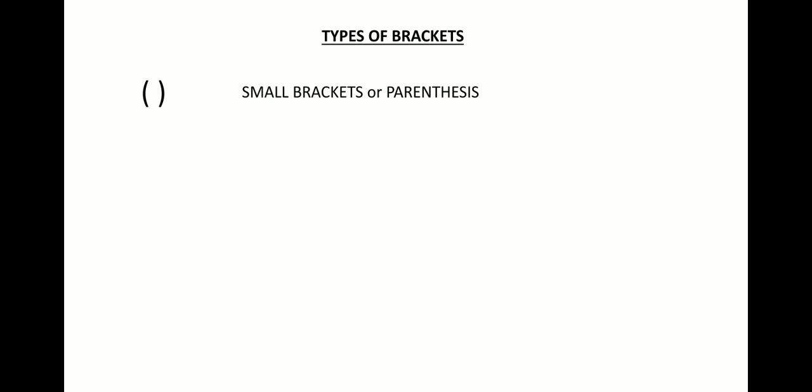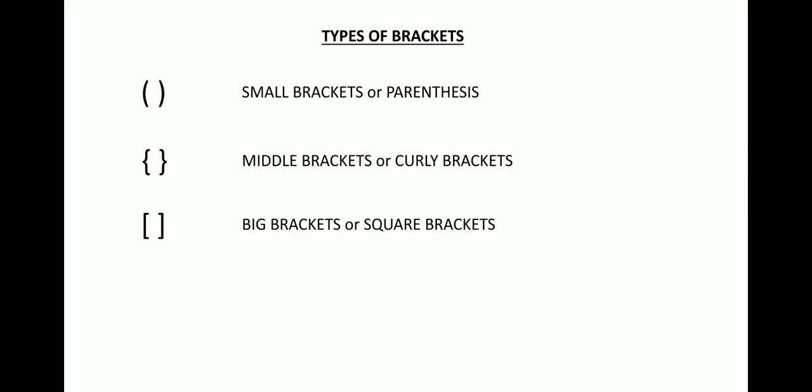Okay. The next type which we often use is this one. And the name of this bracket is middle bracket, also known as curly brackets. Then we have another one. It's called the big brackets or the square brackets. These are the main types of brackets that we often use and have often seen before.